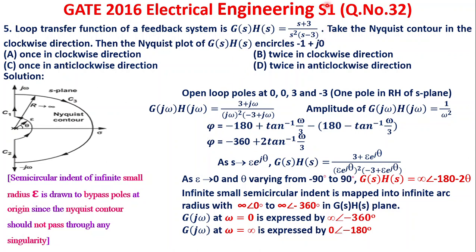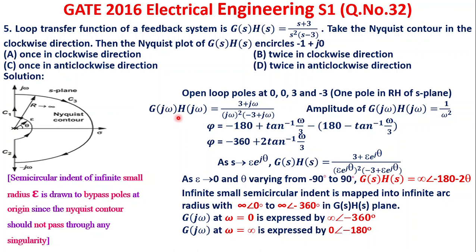So if you see this particular loop transfer function, the open loop poles are present at 0, 0, 3 and minus 3. Therefore, one pole is in the right half of S plane. Since there is one pole in the right half of S plane, for the system to be stable, there should be one anti-clockwise encirclement. Let us see.